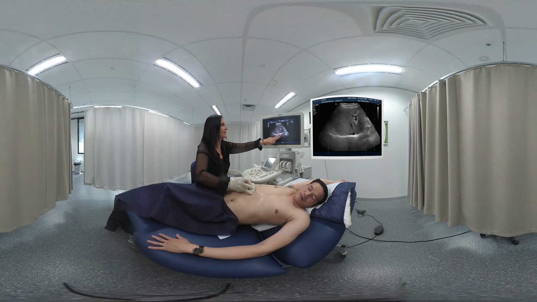Hi there everyone and welcome to today's lesson. Today's VR lesson is on the liver. So we're just going to have a basic look at protocol, anatomy, a bit of pathology and also scanning skills.